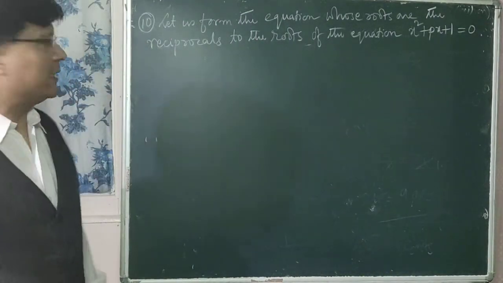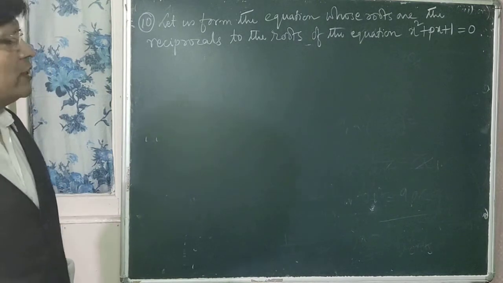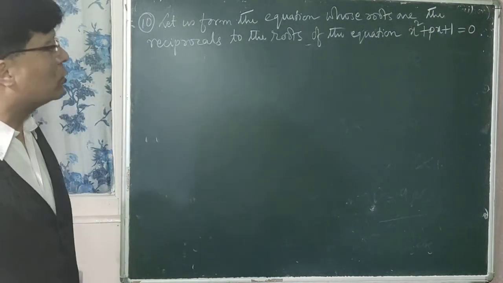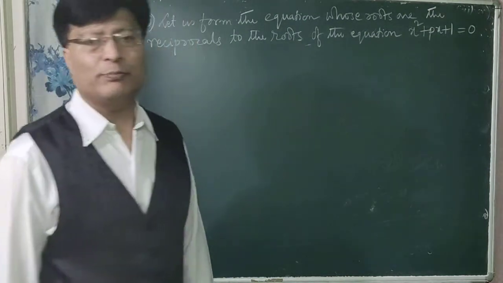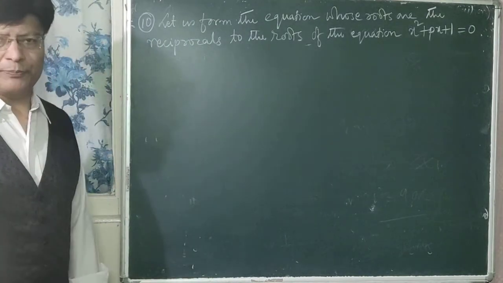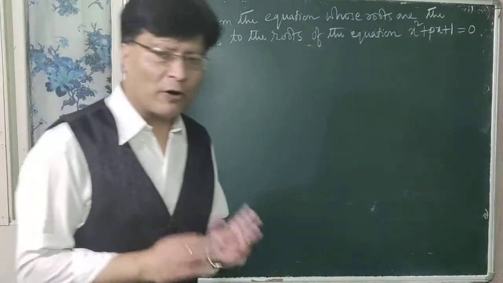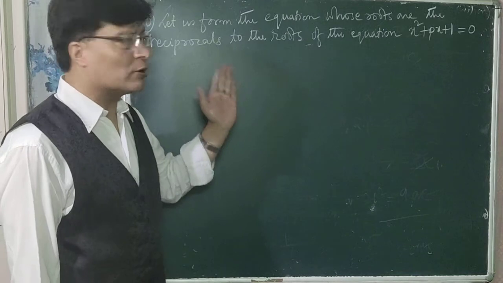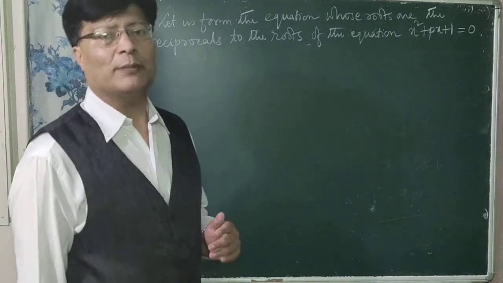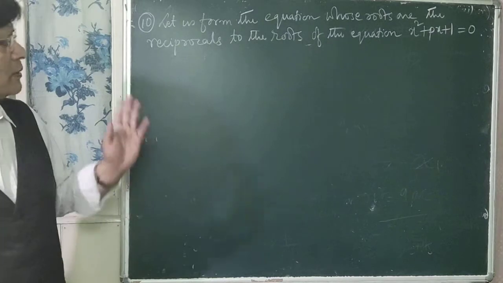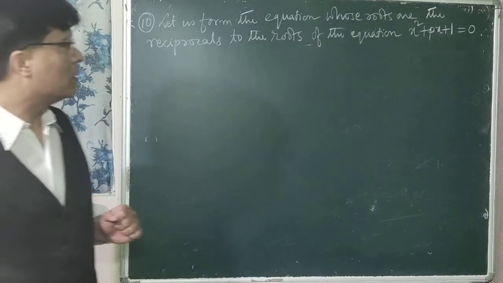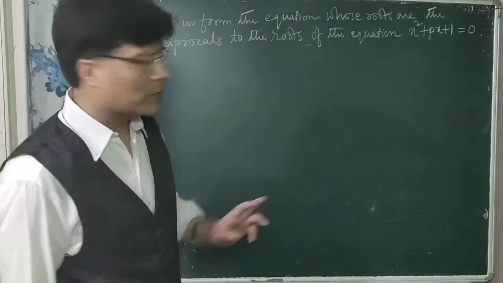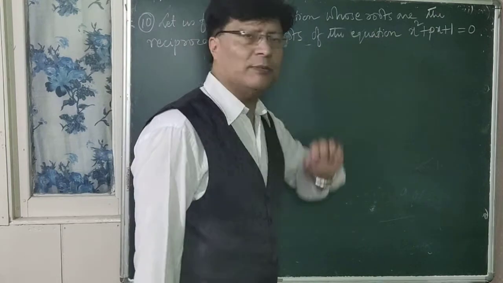So now we'll do question number 10. Let us form the equation whose roots are the reciprocals to the roots of the equation x square plus px plus 1 is equal to 0. You have to form the quadratic equation whose roots are the reciprocals to the roots of the equation x square plus px plus 1 is equal to 0. That means in this case, how to do the problem? Suppose alpha and beta are the roots of this quadratic equation, right? Alpha and beta are the roots of the given quadratic equation.